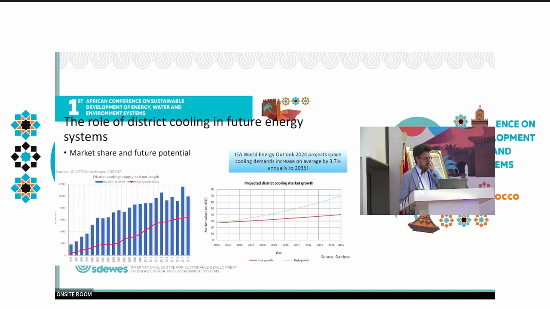Danfoss has an outlook and has a projected district cooling market growth. And based on their projections till 2023, we actually expect the district cooling systems, I think this is for Europe, to more than double in the next 10 years.